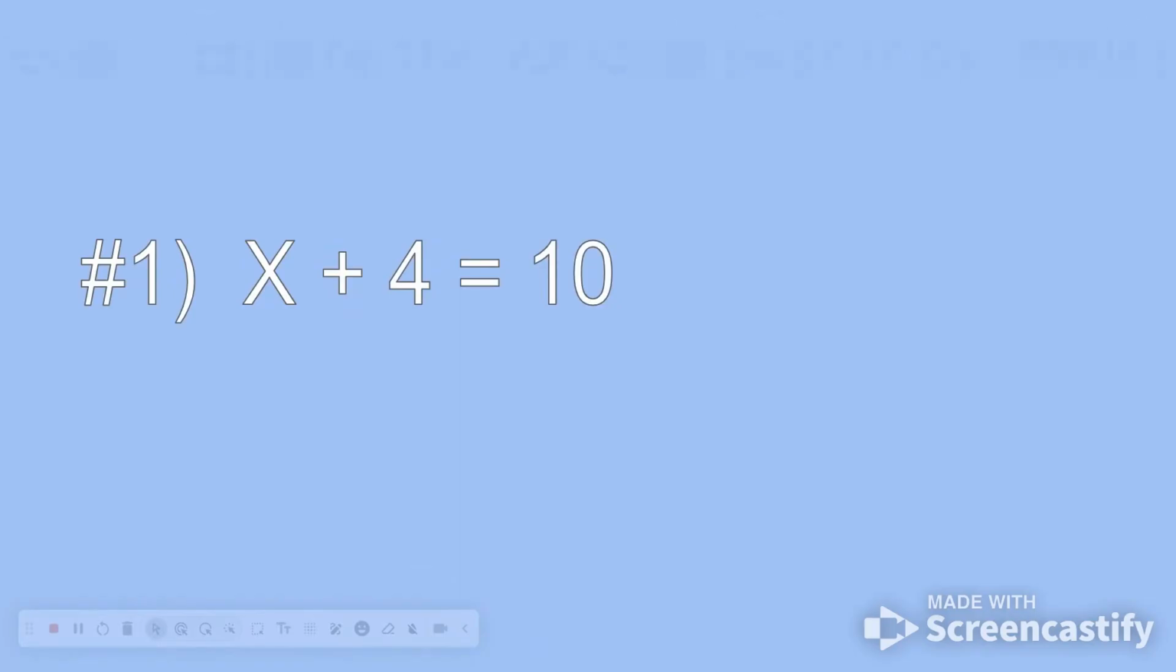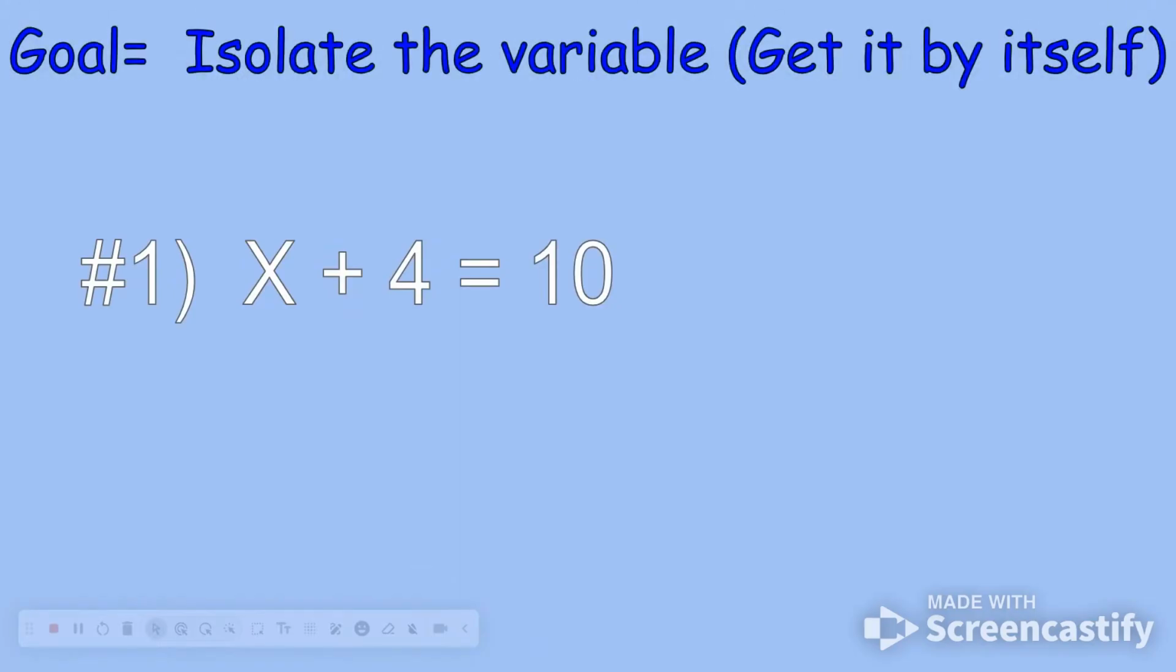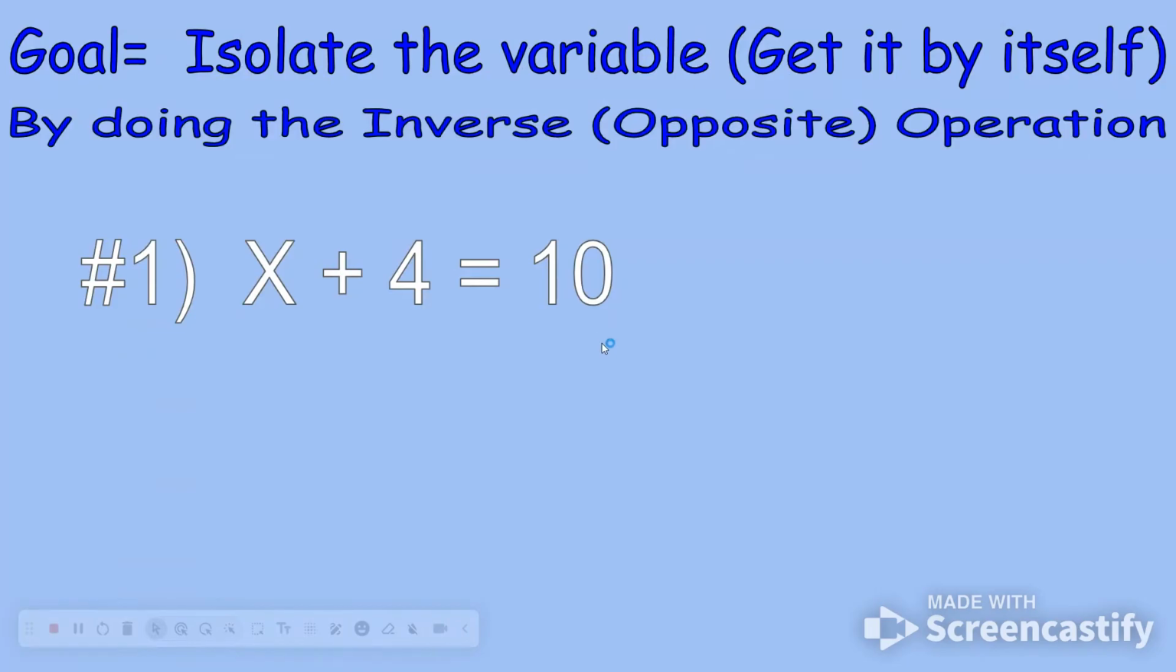Now anytime you're trying to solve an equation, whether it's a simple one-step equation like this, or multi-step equations, which we'll get to down the road, your goal is to isolate the variable, which means get it by itself. And the variable is whatever letter they use to stand for a number. Okay, so in this case we have x plus 4 equals 10. So our goal is to get x on one side of the equal sign, everything else on the other side of the equal sign. Okay, we're trying to get it by itself. And the way you get it by itself is by doing the inverse operation, the opposite operation.